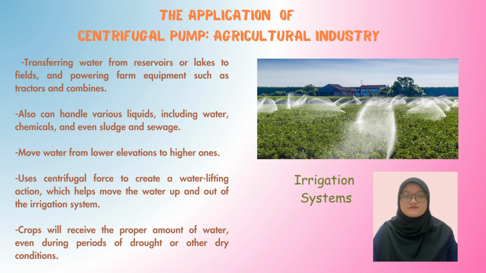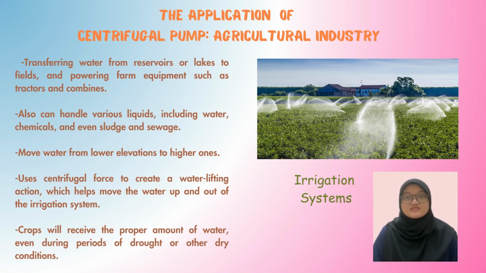Next, the application of the centrifugal pump in the agriculture industry, which is irrigation systems. Irrigation systems transfer water from reservoirs or lakes to fields and power farm equipment such as tractors and combines. It can also handle various liquids including water, chemicals, and even sludge and sewage.